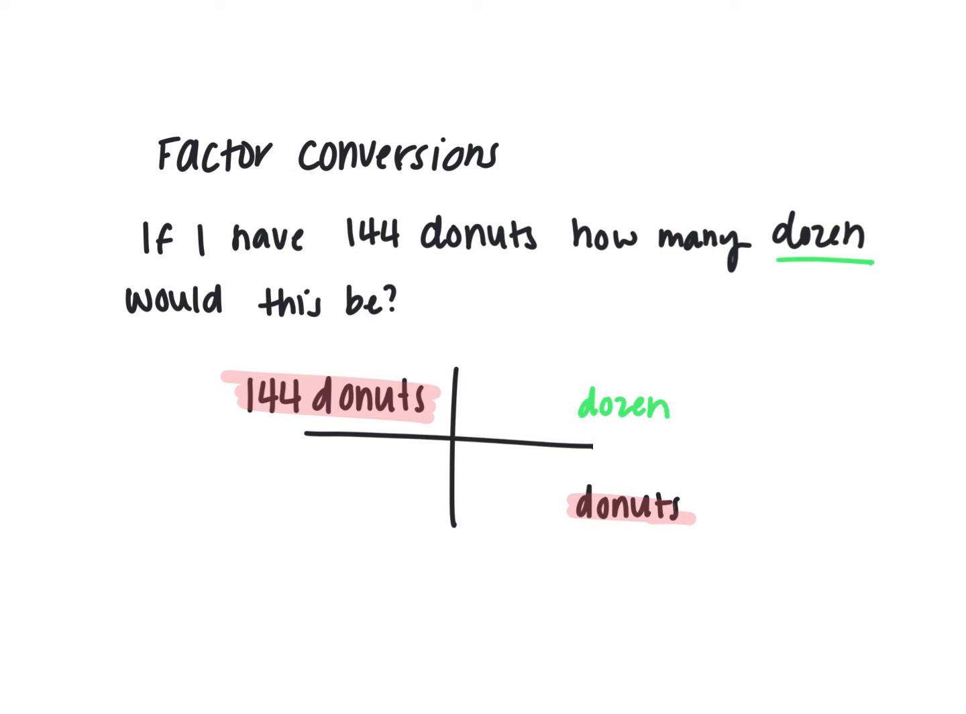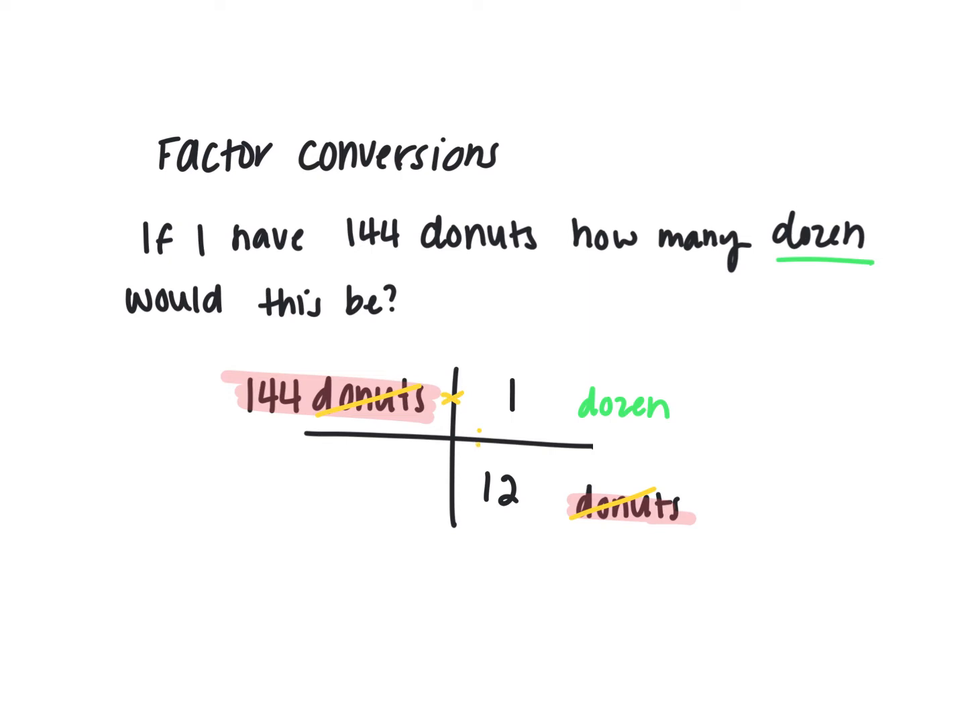Once I got my initial setup, I needed to do my conversion, and in this case, we know that 1 dozen is bigger than 1 donut. So I give the 1 to my dozen, and then in 1 dozen, I had 12 donuts. Well, once I solved that, my last step would be to solve. So in this case, my donuts would cancel out. I would multiply across and divide by the bottom.